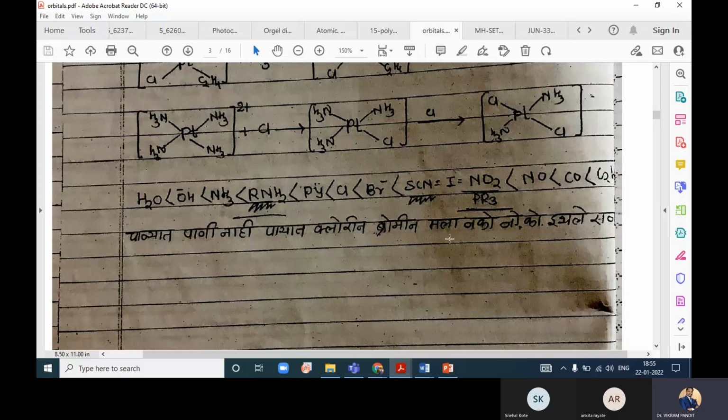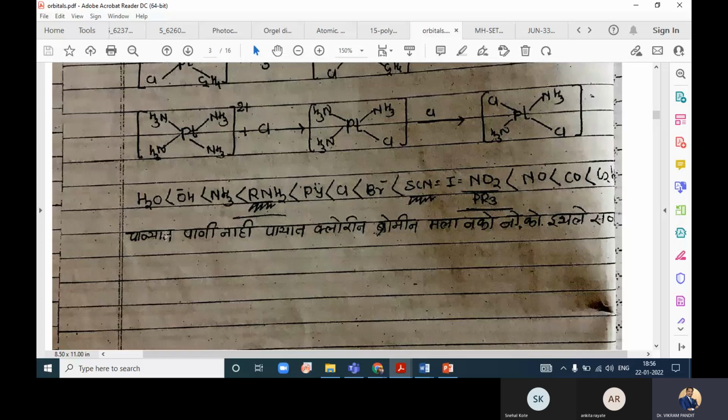So how to correlate this with this series? See, in water means it will be like water, again derived from water. No, so it will go for NH3. So just one, two, you skip these two. Then fire: pyridine, chlorine, bromine, iodine. Then NO2, then NO, CO, C2H4, and the last is cyanide. Cyanide is showing the highest trans effect.